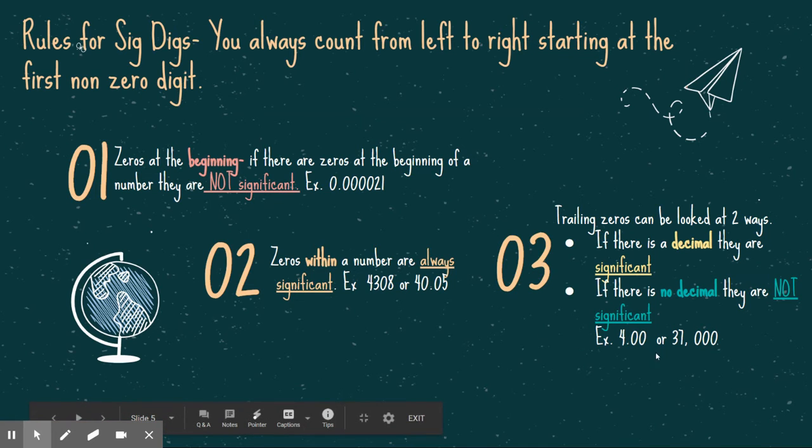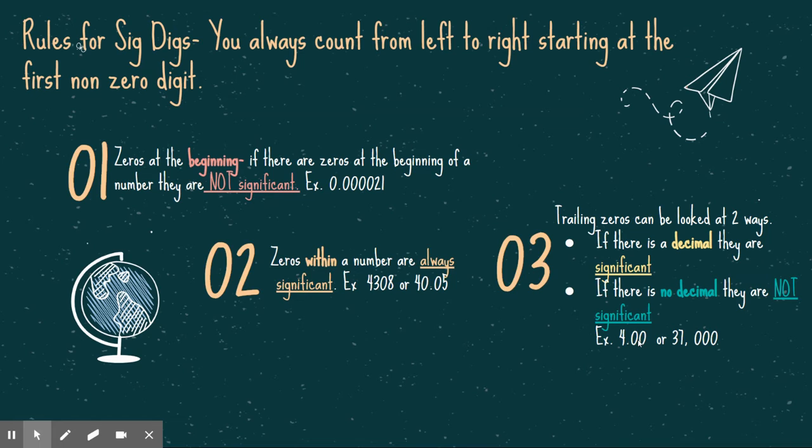My examples are right here. This is 4.00. I'm going to start counting left to right. There are 1, 2, 3 significant digits here. And that's because there's a decimal. Since there's a decimal, I have to say these are significant. Why? Because this is showing me the accuracy of the number.